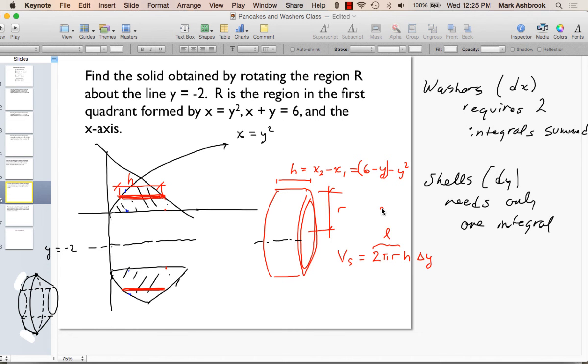Anybody have a question on that? Okay, the radius of the shells. The radius is from the center of rotation out to the shell itself, right? Out to the boundary of the shell. Okay?